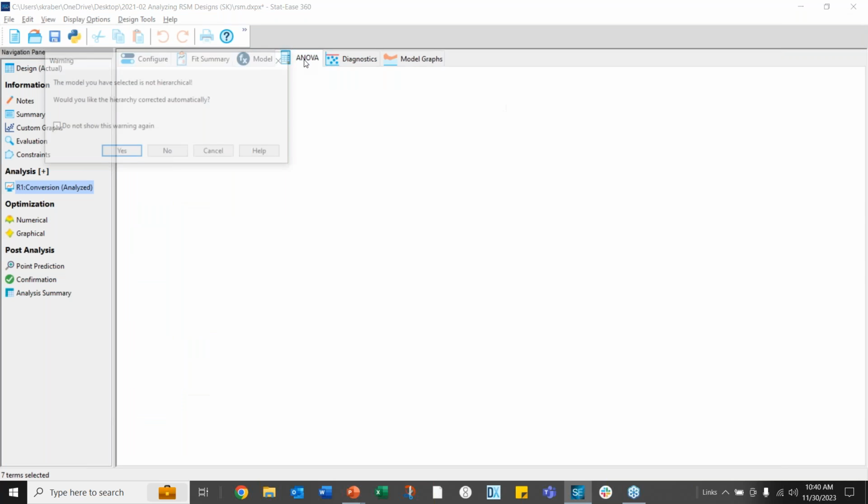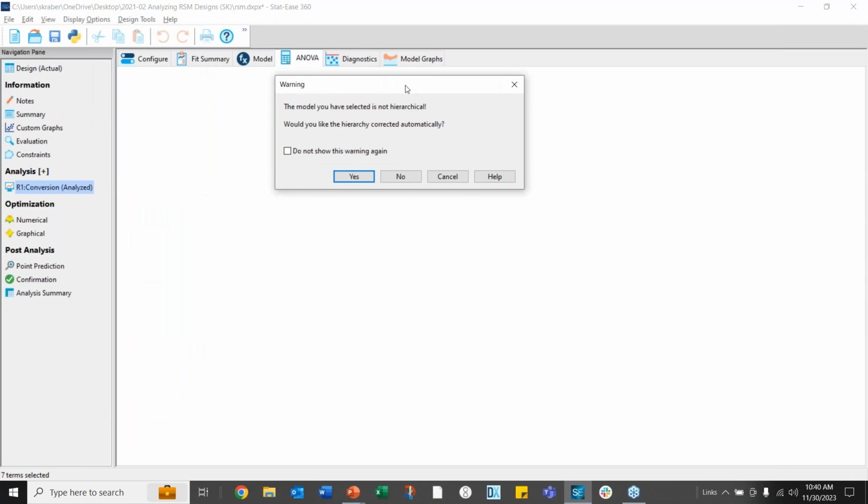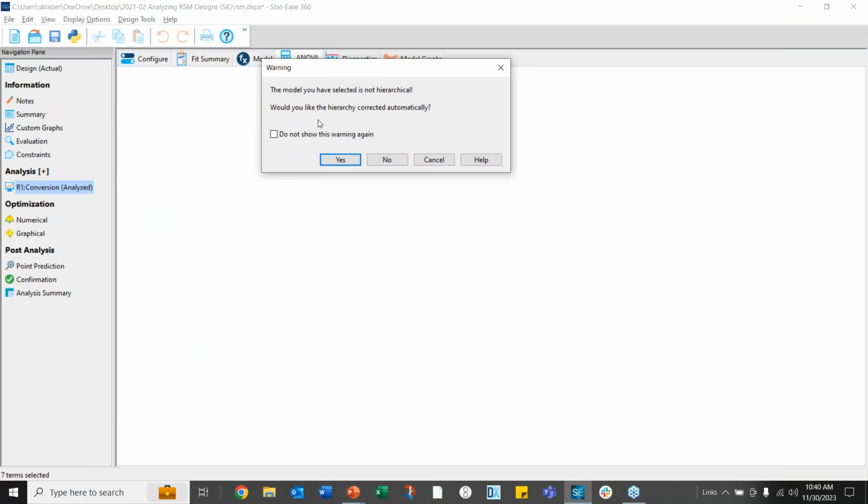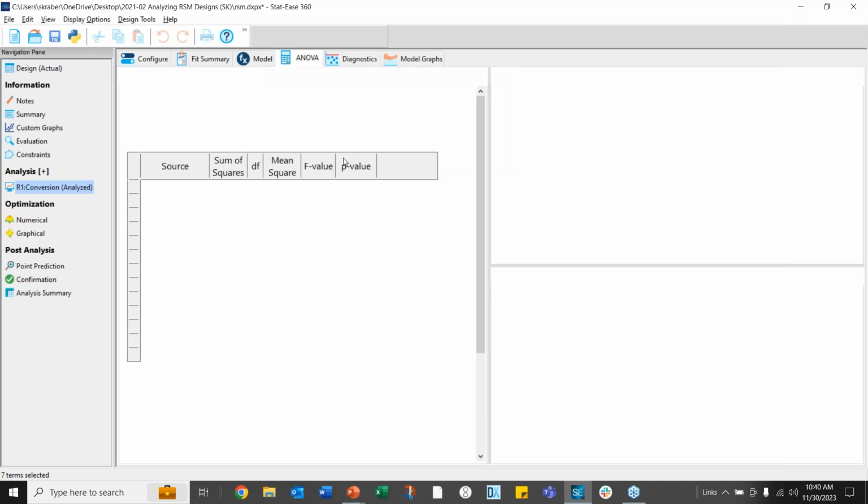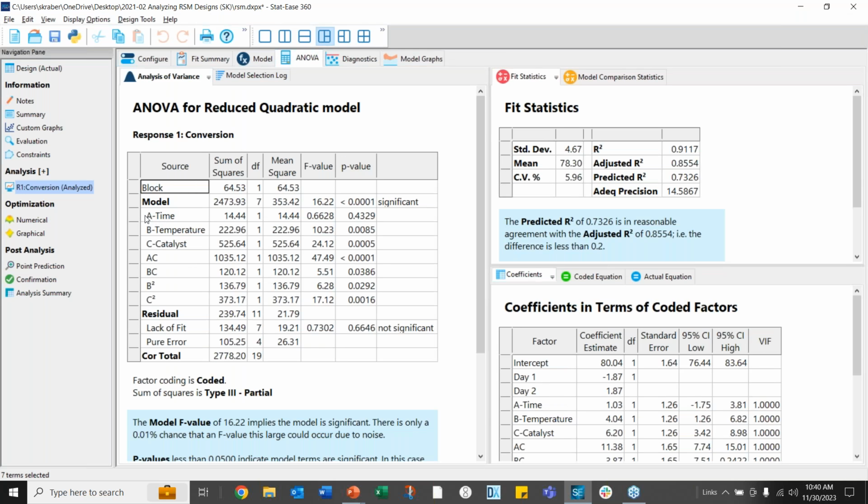What it does not do is check for hierarchy. So you still need to make that step. You need to correct this. So do you want hierarchy corrected automatically? Yes. That puts A back in the model. But the other two are out. So we no longer have A squared. We no longer have the AB interaction, but we do need A to be in the model to support this AC term right there.